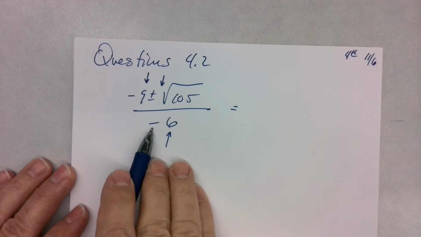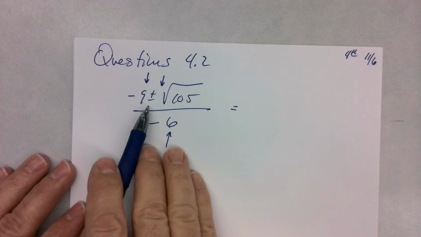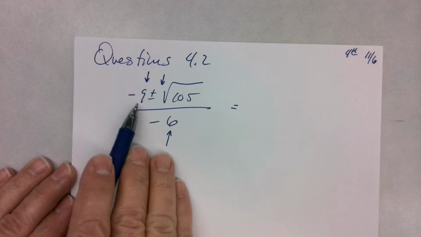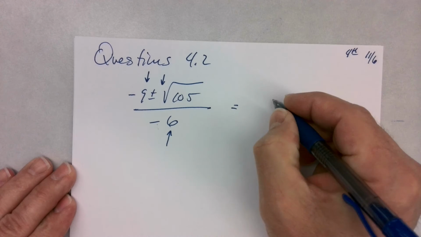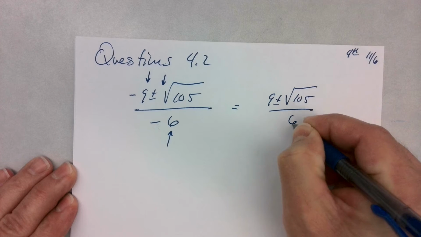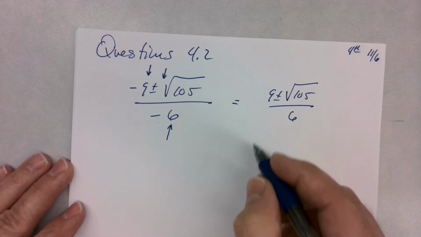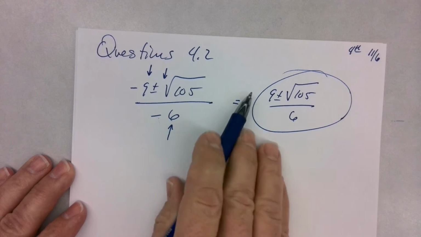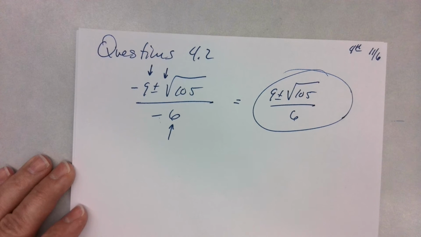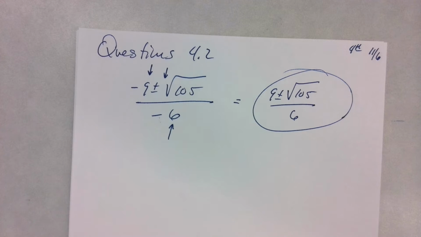When I do that, this negative, because of this plus or minus sign, it doesn't matter, but I can take it out right here. Okay, and I would actually end up with 9 plus or minus the square root of 105 all over 6. And I'll bet you money that on the test, somebody screws that up and goes 3 plus or minus the square root of 105 all over 2. But you can't do that. Does that make sense? Okay.